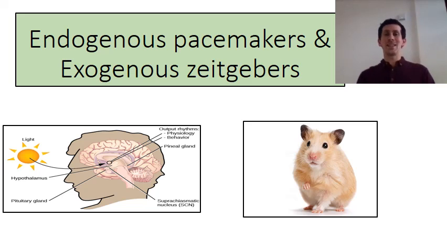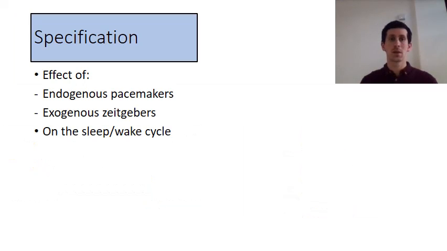So, a nice easy title here for this video, the endogenous pacemakers and exogenous zeitgebers. You might want to, for your notes, put EP and EZ for the remainder of it. But remember, in an exam you are going to have to write out these terms, so it might be nice to get used to writing out the full term.